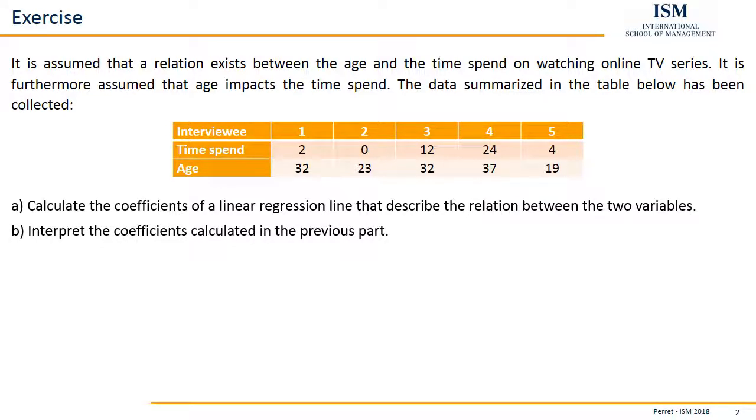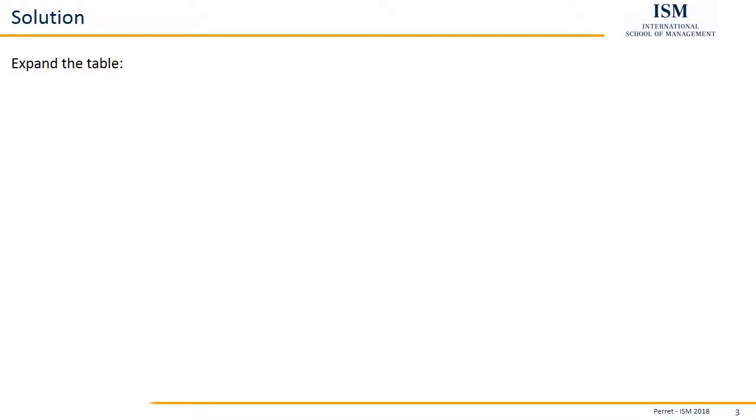Interpret the coefficients calculated in the previous part. And the final part, calculate the coefficient of determination R squared. So let's work our way through this part by part.